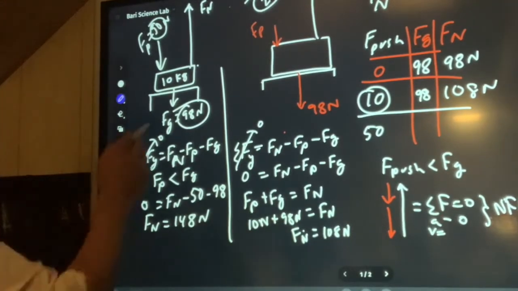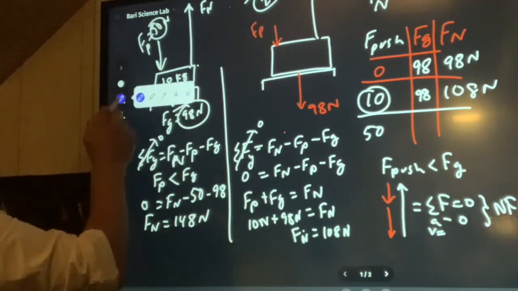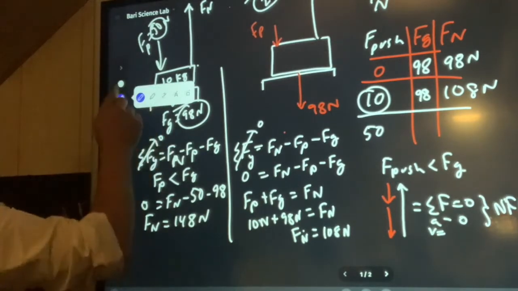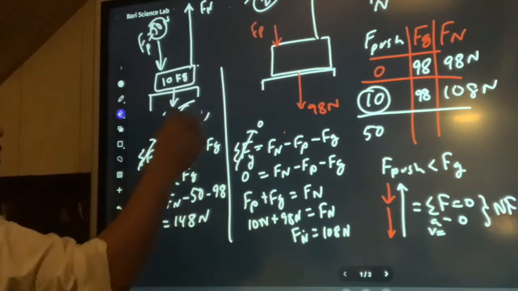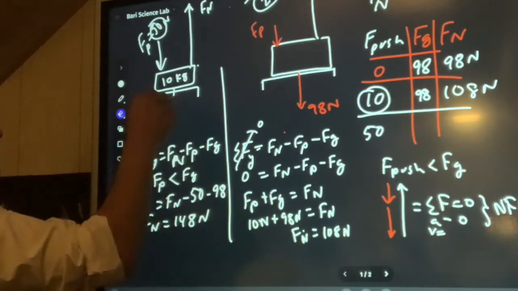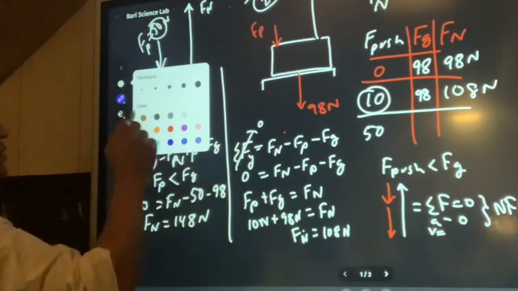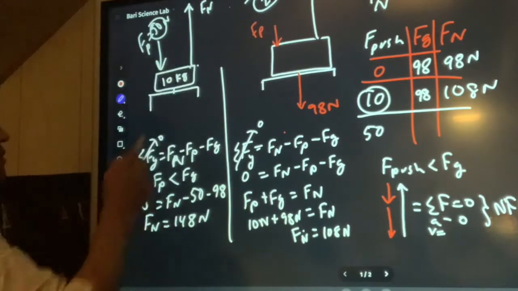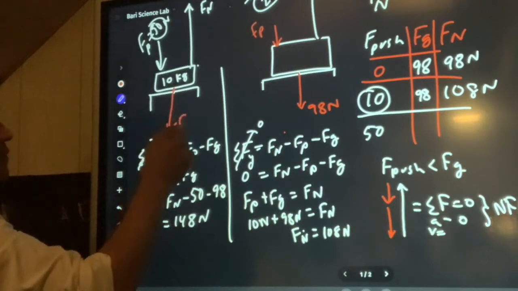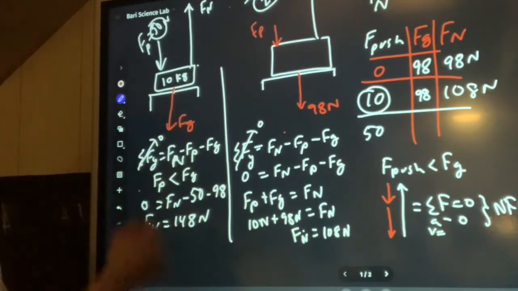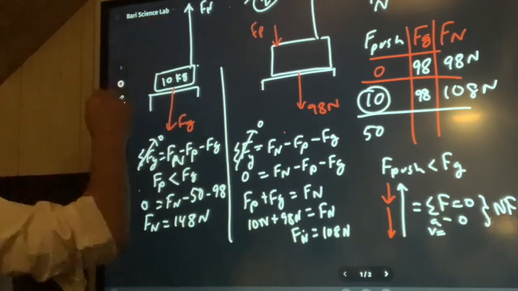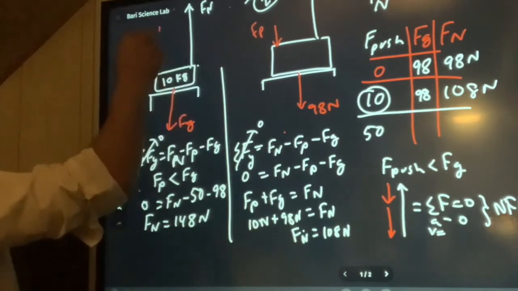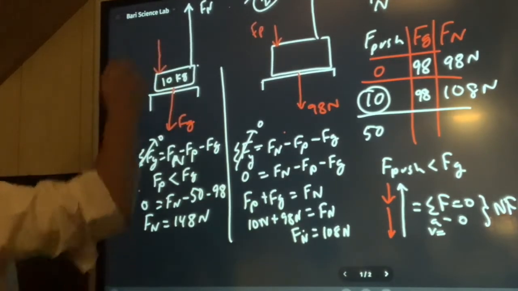Alright, the second longest is Fg, so I'm going to make the second longest one. Of course, I'm going to make it a different color, all the downward arrows. Let's make it red because I want to be consistent with the one that I did before. So Fg. Alright, so I have one more, and that is the F push. F push is 50, so F push is 50.